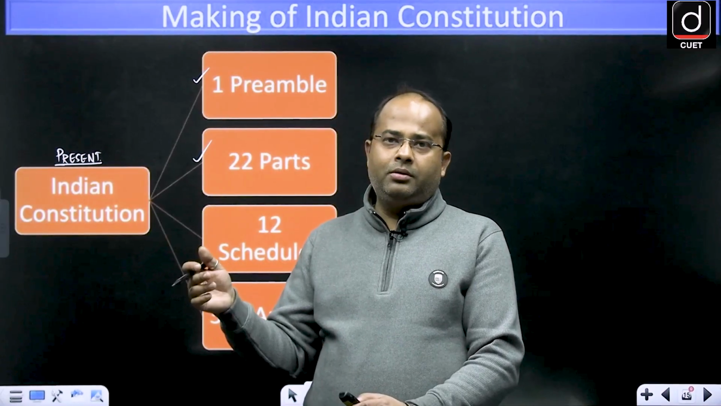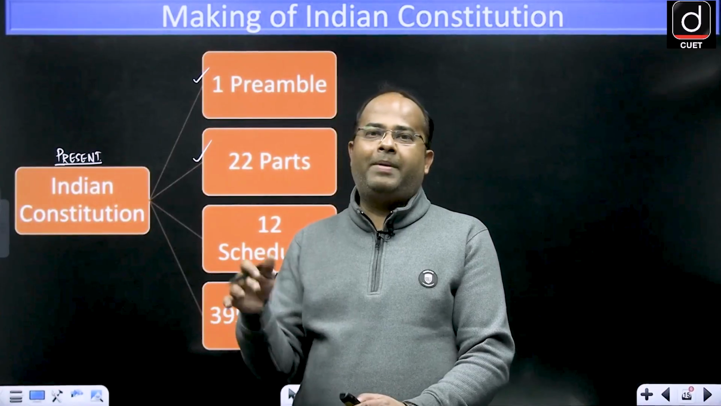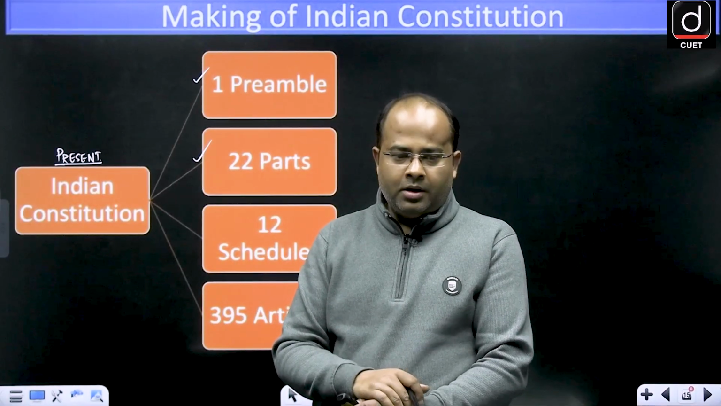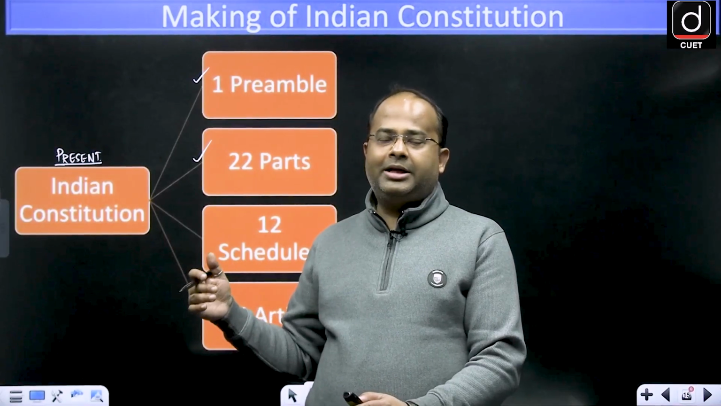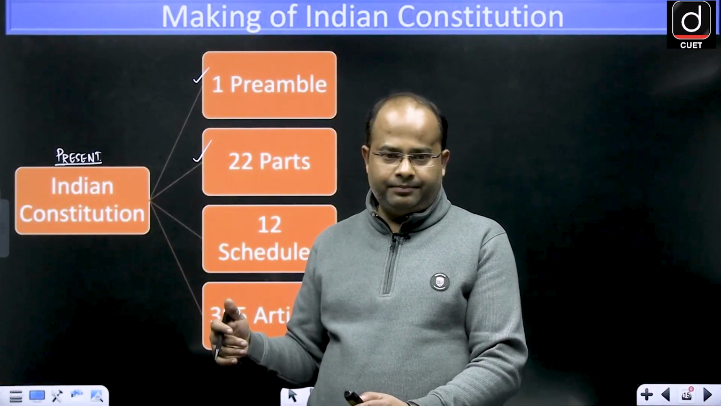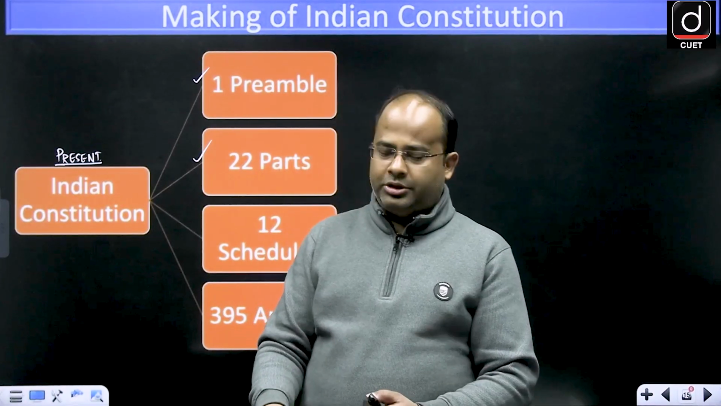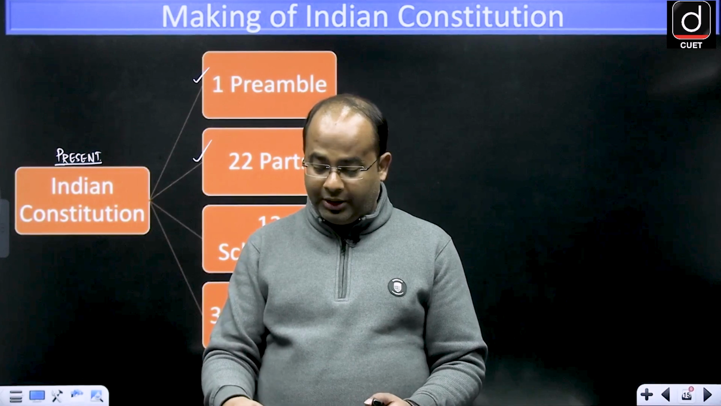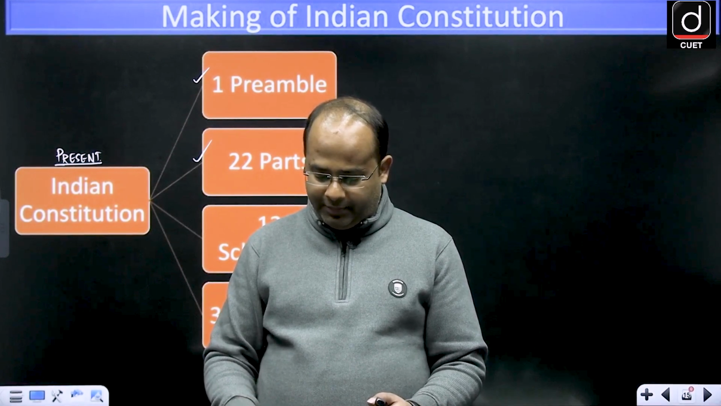Then you will find part 4A, it is directive principles of state policy. Next we have part 5, that is the union. Like part 14A, this is for the tribunals. Other than this, part 9A, 9B, that you will find municipalities and municipal corporation. So this is where, guys, you will find total 25 parts.